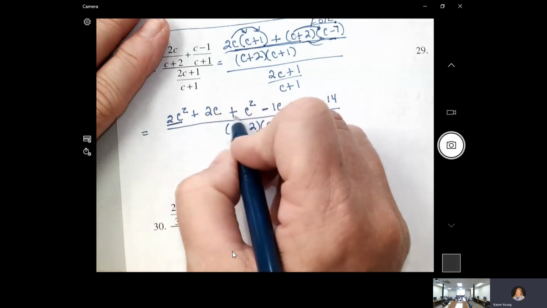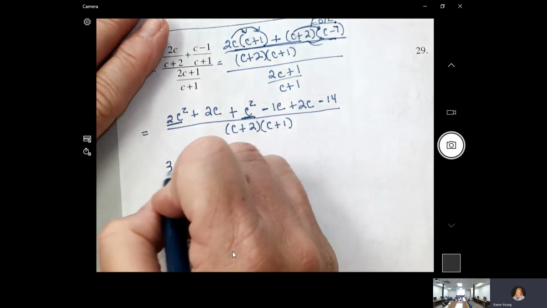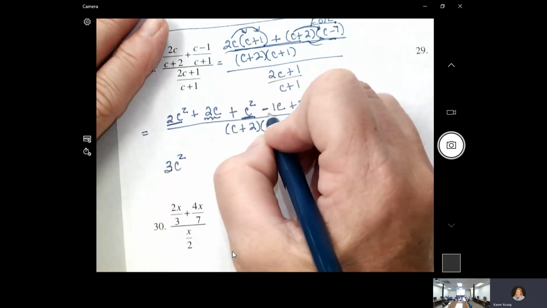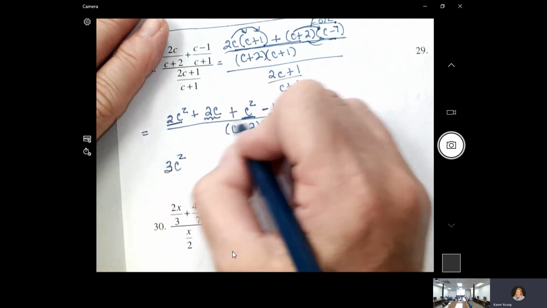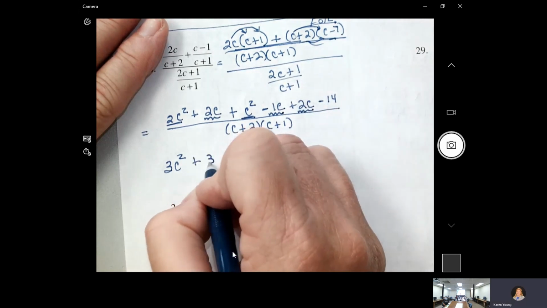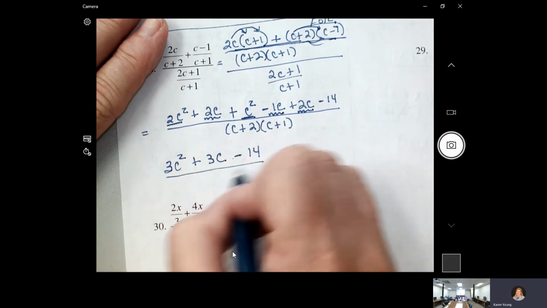So then I have 2c plus c. 2c squared plus c squared gives me 3c squared. I have 2c minus c, which is 1c, plus 2c, which is 3c, then minus the 14.